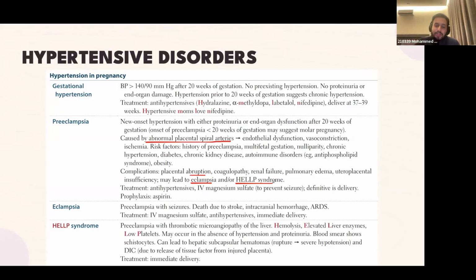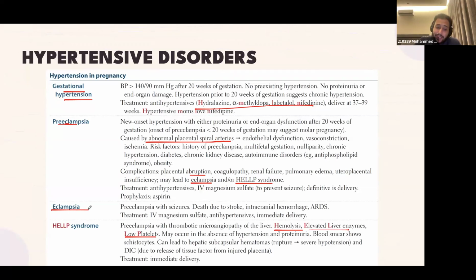HELLP syndrome is preeclampsia with hemolysis, elevated liver enzymes, and low platelets. Tamam. Important thing is how do you manage it? Gestational hypertension and preeclampsia, typically, you manage it with these four antihypertensives: hydralazine, methyldopa, labetalol, nifedipine. We already mentioned this.